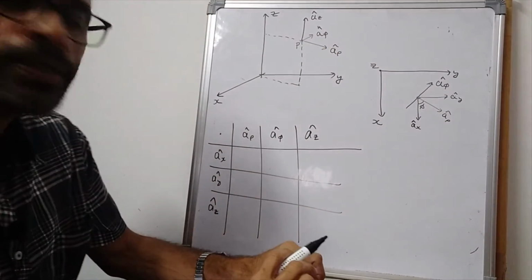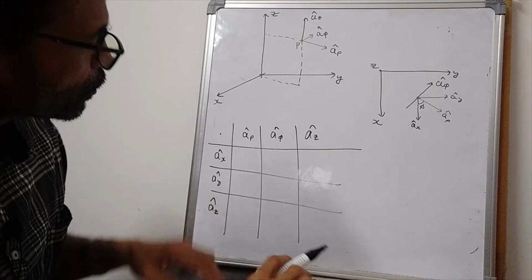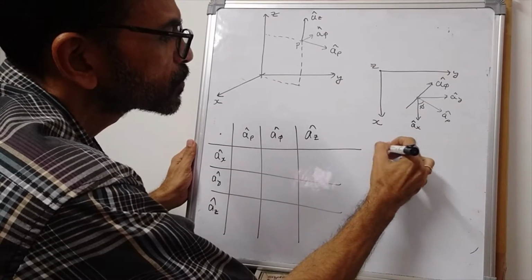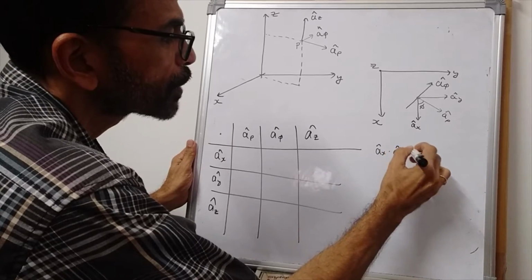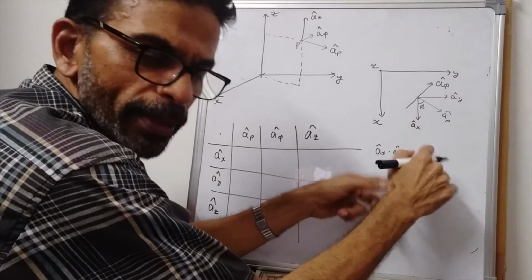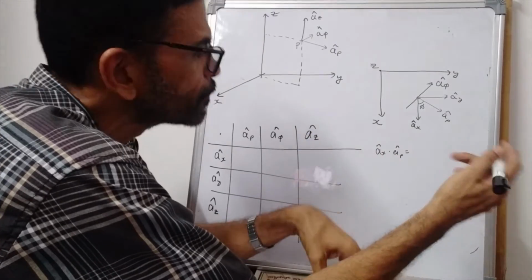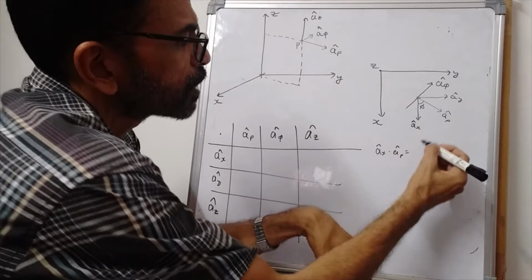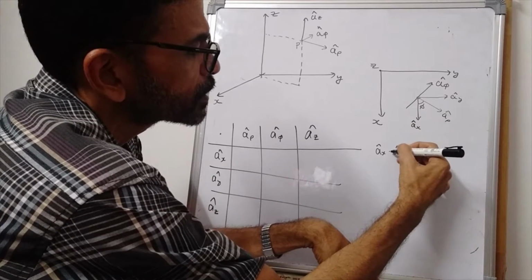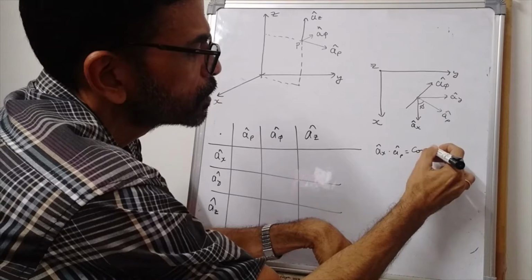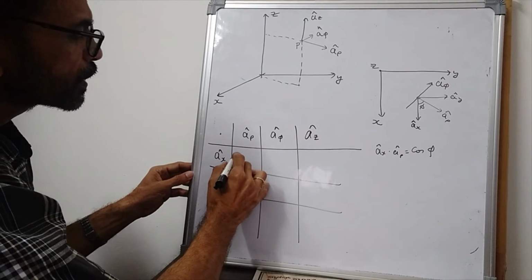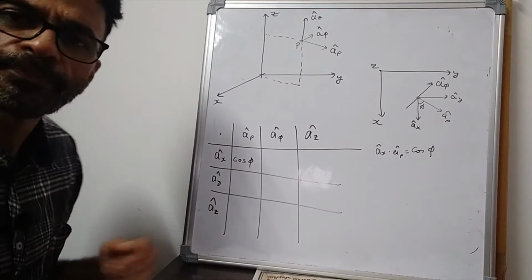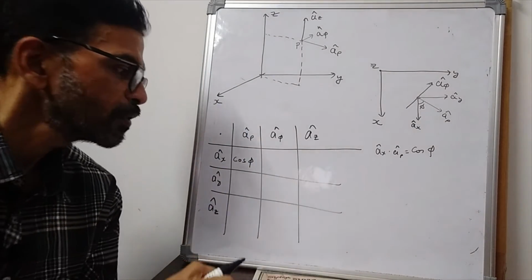And you know that from the definition of the cylindrical coordinate systems, this angle will be phi. Now, ax cap dot a rho cap, when I find out, I get ax cap dot a rho cap is equal to magnitude of ax into magnitude of a rho, which is 1 each, into cosine of the angle between them. The angle between them is phi. So the result of ax cap dot a rho cap is cos phi, and we can enter it here, cos phi. So that's how we are going to fill this table.